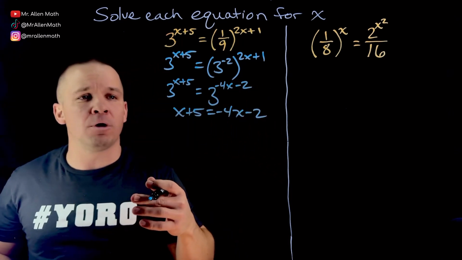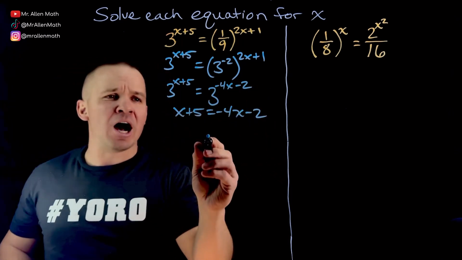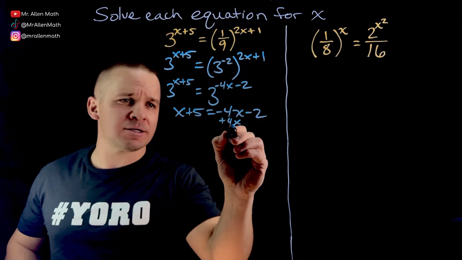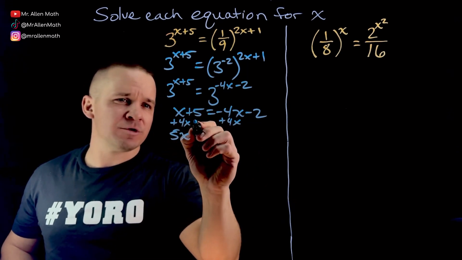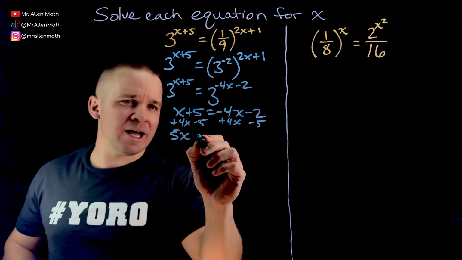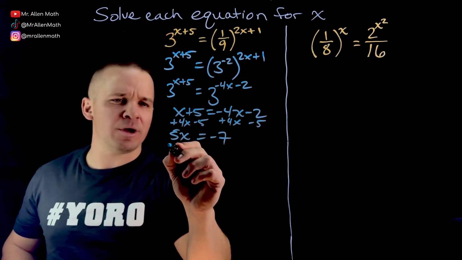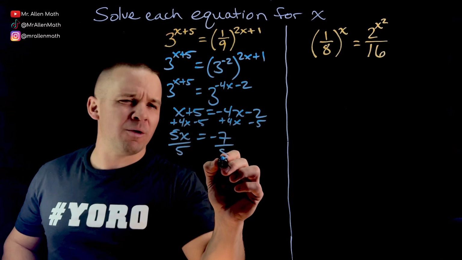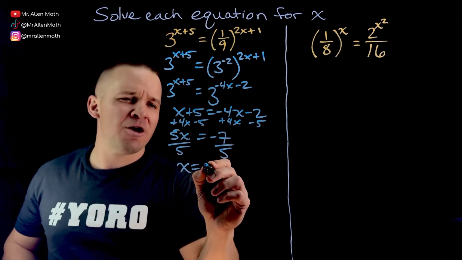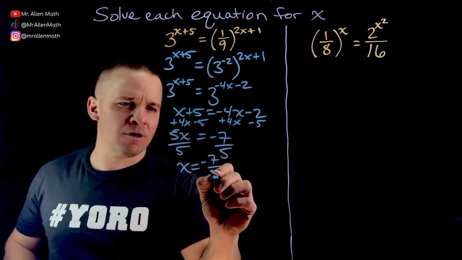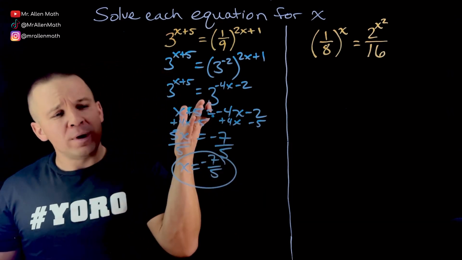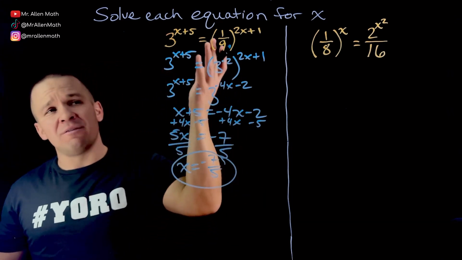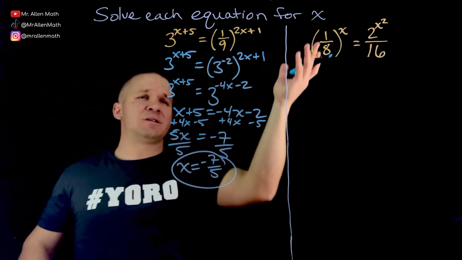Set the exponents equal. I'm going to add 4x over, so plus 4x plus 4x. And I get 5x. We'll subtract 5. We get equals negative 7. And we get this absolutely awful but wonderful fraction here, negative 7 over 5. Final answer. We can have negative exponents, we can have negative answers for x.